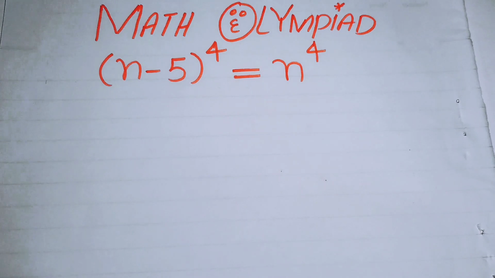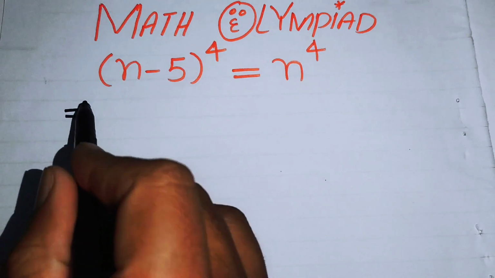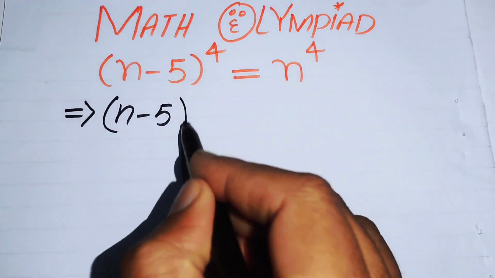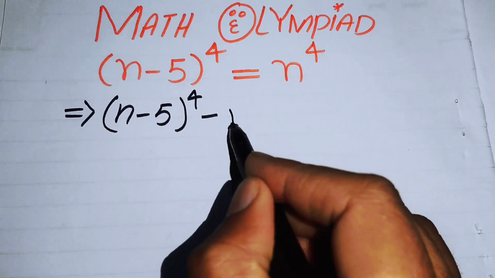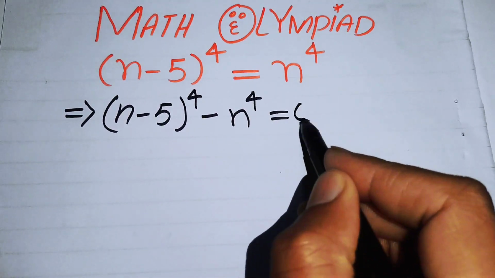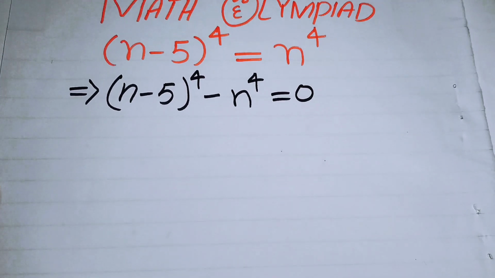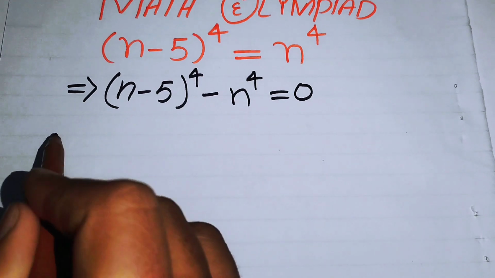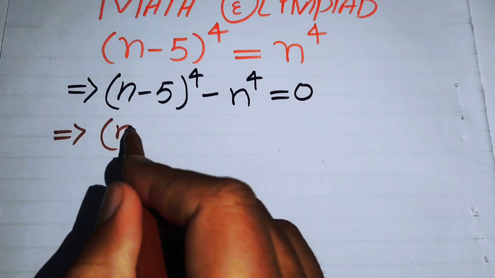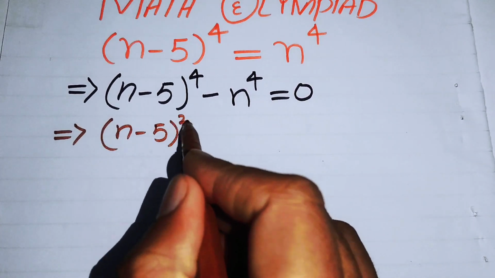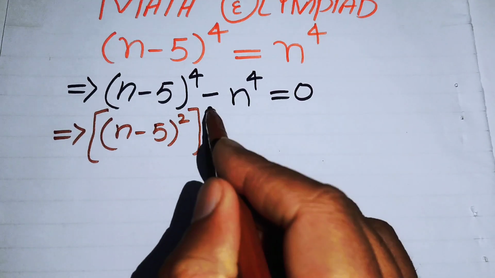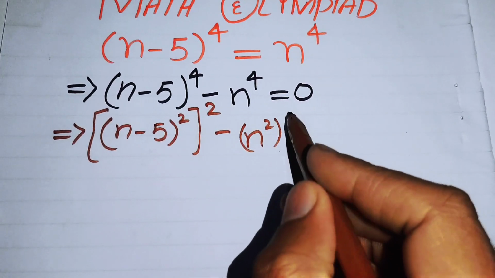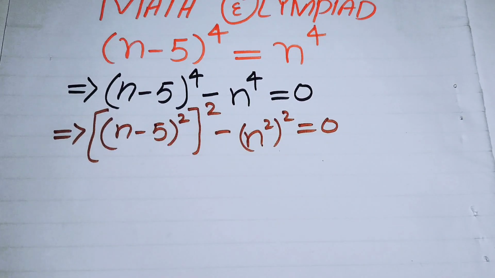So the very first thing we are going to do is, first we move the term on the right hand side to the left hand side, and we have (n minus 5) to the power of 4 minus n to the power of 4 equals 0. And after that we rearrange the terms and we write it as (n minus 5) whole square, whole square, and we write this n to the power of 4 as (n square) whole square, and it equals 0.